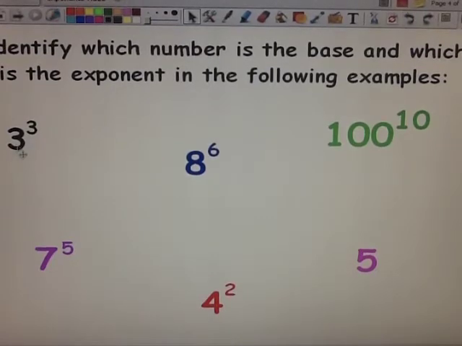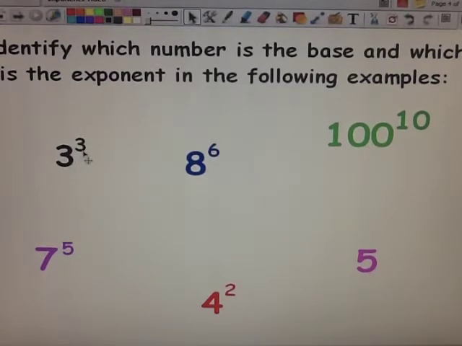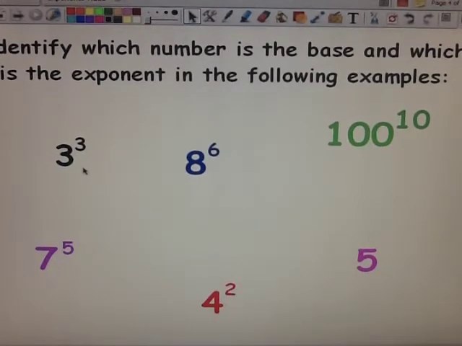We have 3 to the 3rd power, or 3 cubed. Okay, the big number is the base. Think of the two b's. Big starts with a B, base starts with a B. And then our exponent is the little 3. This means that our factor is 3, and we multiply it by itself 3 times. We write 3 times 3 times 3.